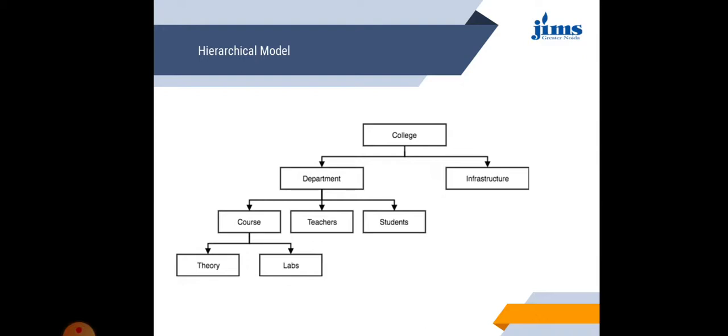So we have to store information in this manner. There will be a theory subject table and a lab subject table that are linked with the course table, and the course, teacher and student tables will link to the department, and the department links to the college level. So that's the link in the hierarchical model.